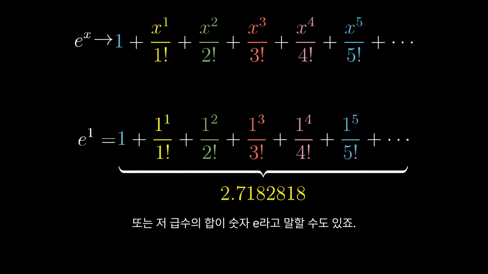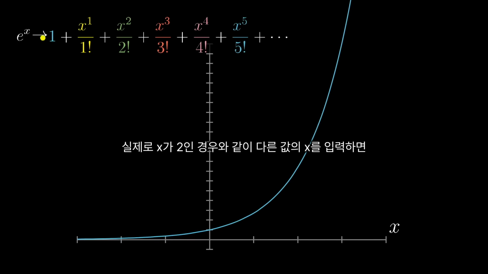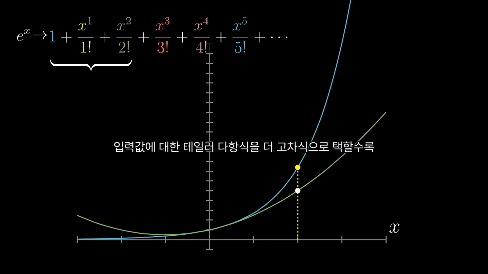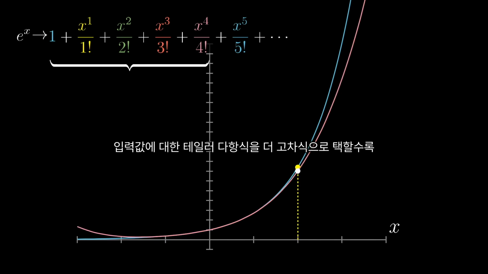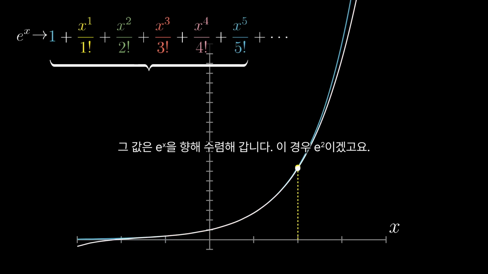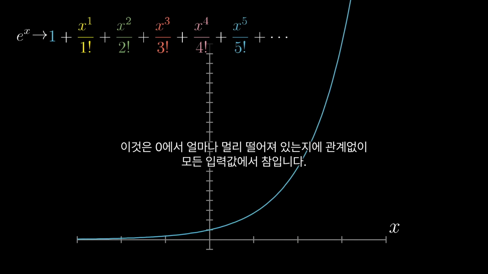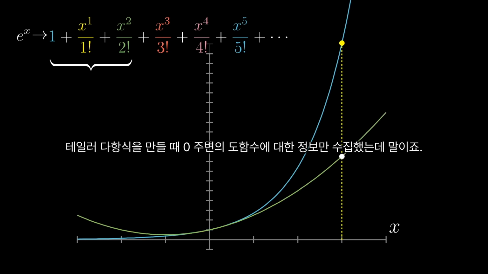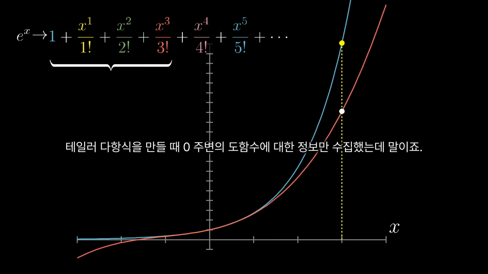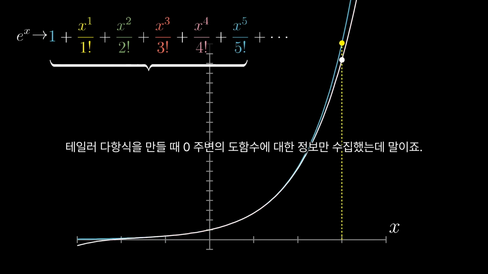So you say that this infinite series converges to the number e, or, what's saying the same thing, that it equals the number e. In fact, it turns out that if you plug in any other value of x, like x equals 2, and look at the value of the higher and higher order Taylor polynomials at this value, they will converge towards e to the x, which in this case is e squared. And this is true for any input, no matter how far away from 0 it is, even though these Taylor polynomials are constructed only from derivative information gathered at the input 0.